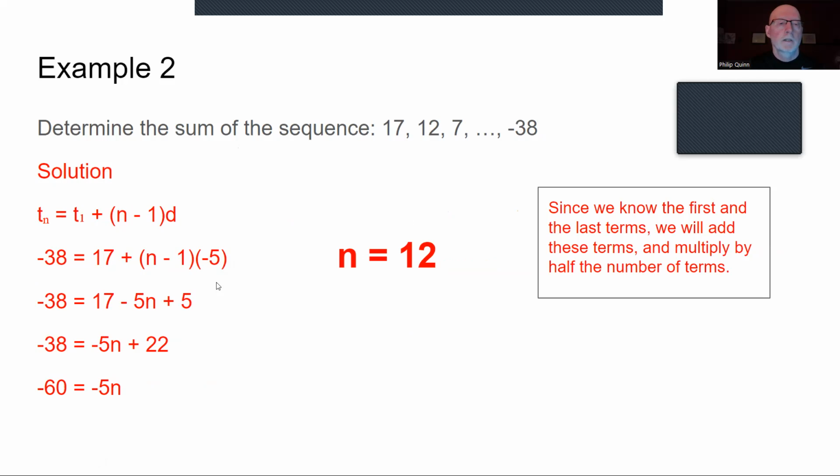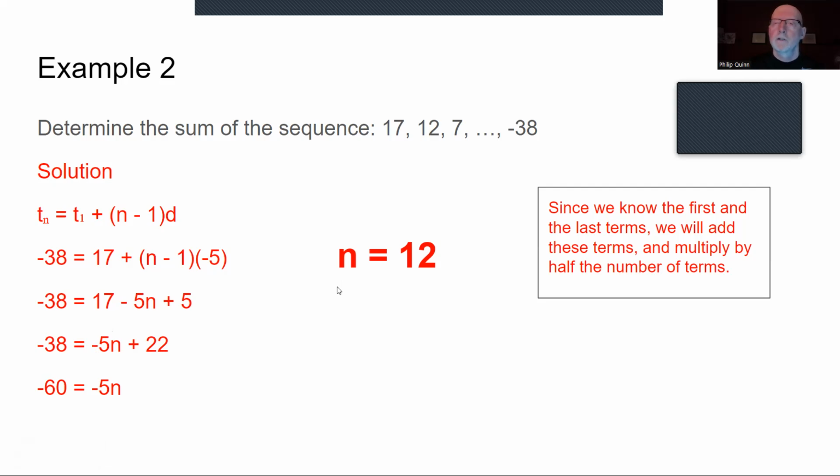And use our algebraic skills, multiply to get rid of the brackets here. So we get negative 5n plus 5. Then combine 5 and 17 as like terms to get 22. Isolate the term with the variable, so subtract 22 from both sides. And finally, divide both sides by the number in front of the letter, in this case, negative 5. So we find out that n is 12. So we have 12 terms here.